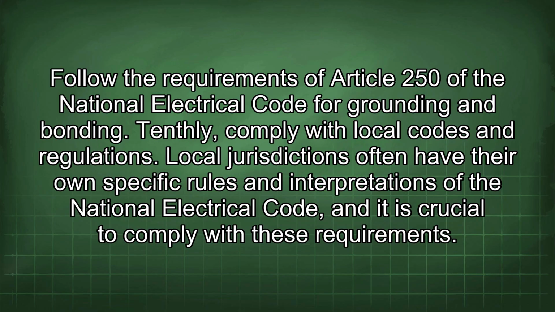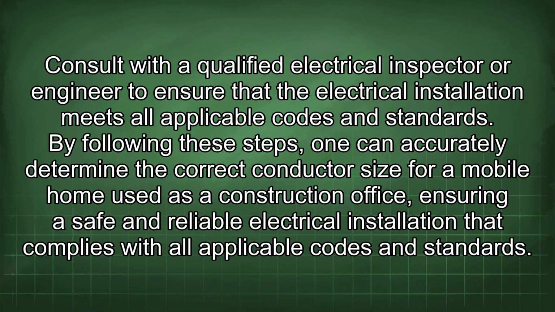Tenthly, comply with local codes and regulations. Local jurisdictions often have their own specific rules and interpretations of the National Electrical Code, and it is crucial to comply with these requirements. Consult with a qualified electrical inspector or engineer to ensure that the electrical installation meets all applicable codes and standards. By following these steps, one can accurately determine the correct conductor size for a mobile home used as a construction office, ensuring a safe and reliable electrical installation that complies with all applicable codes and standards.